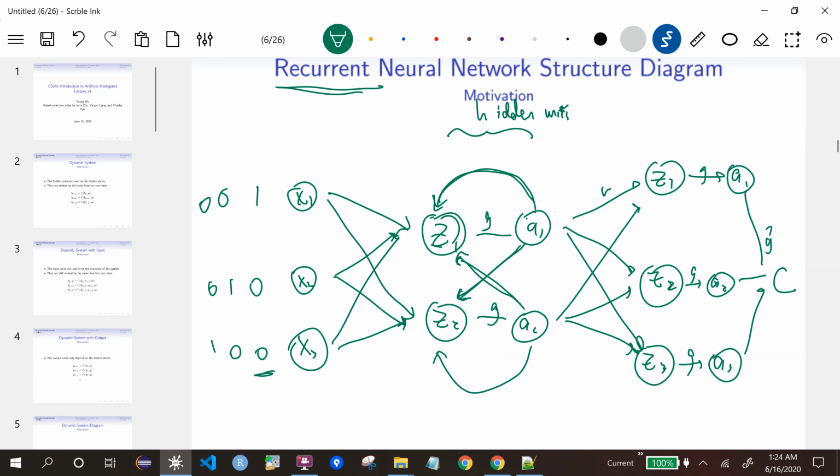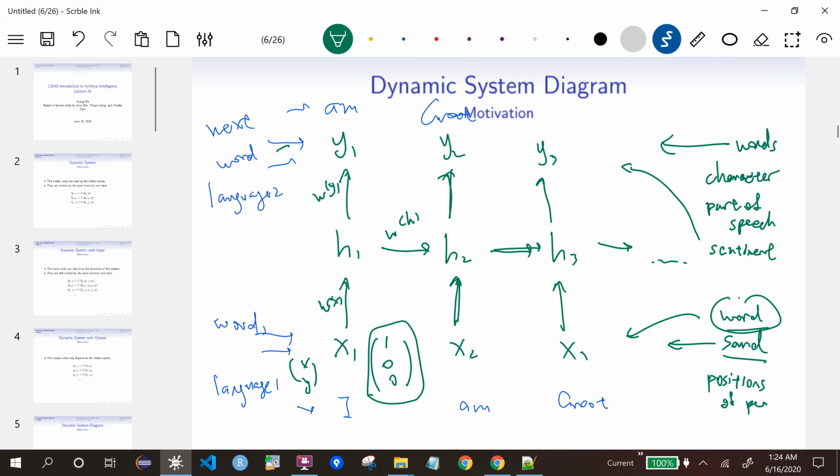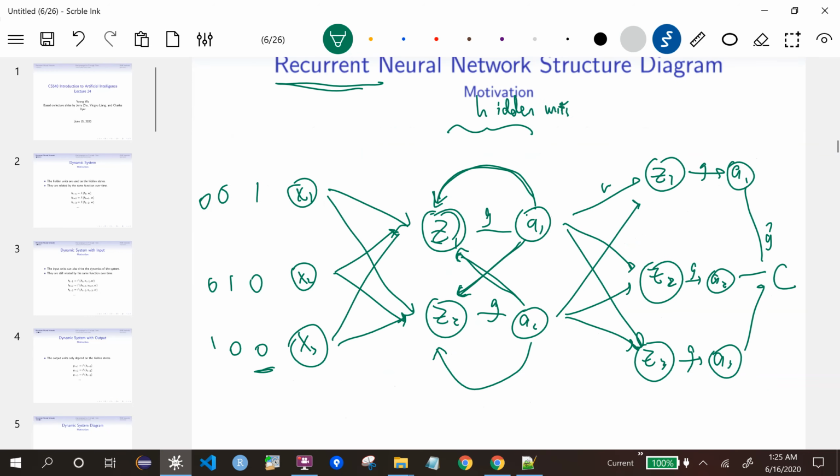But personally, I still like this kind of representation more, and we're just treating the hidden units at different time periods as different hidden units instead of saying that they are the same. And we are just passing different inputs into the same network.